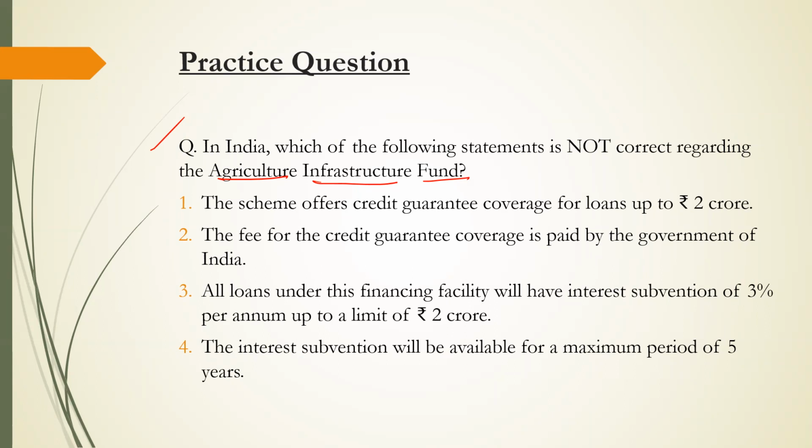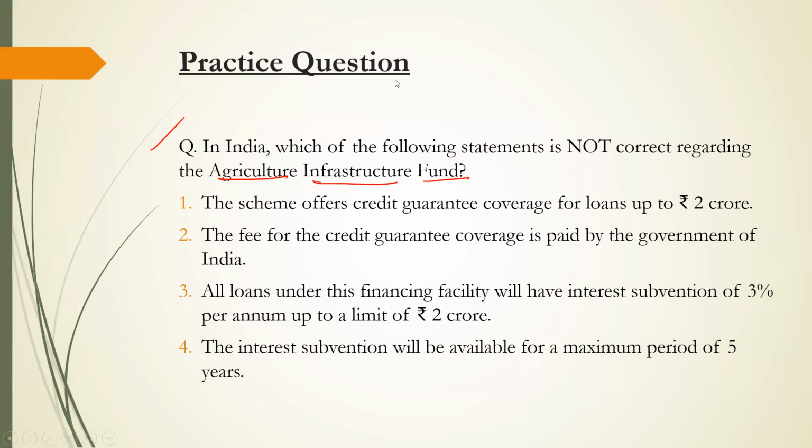Three. What about others? Agriculture Infrastructure Fund. Two, two, three, four. Only one is wrong, Nitish. Okay. Three statements are correct. One is wrong. Fine. Chalo. So let's see here.